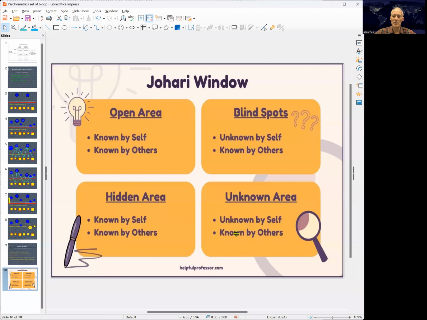Unknown areas are important areas to attend to uncover what's going on. Unknown areas are major, latent, unobserved variables.